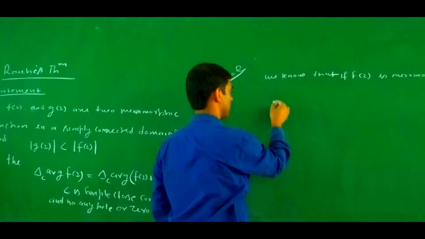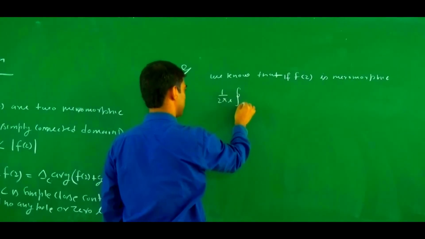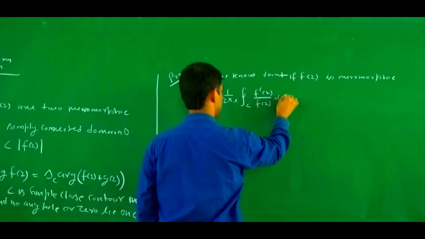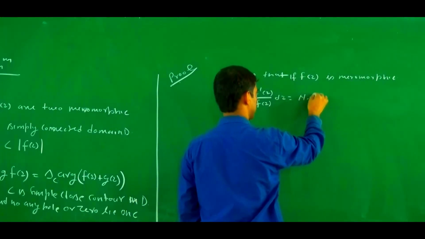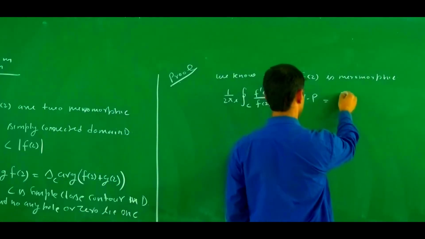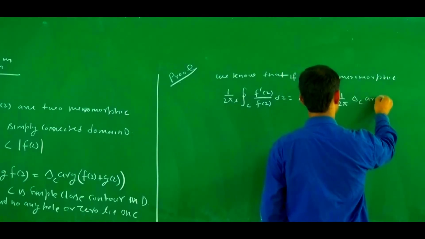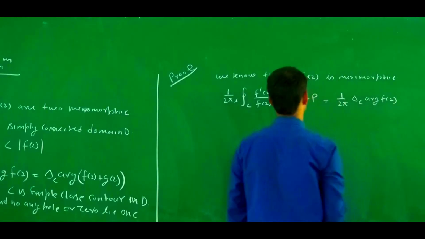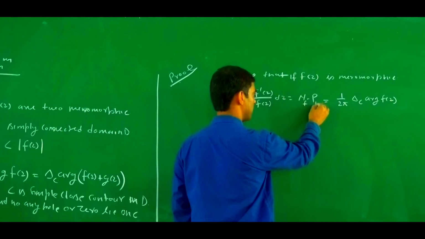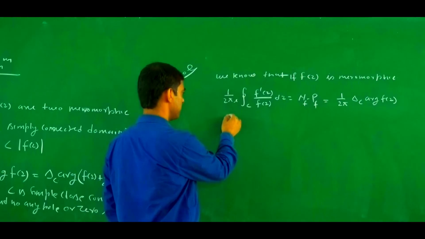then 1 upon 2 pi i integrate over C f dash z upon f(z) dz equals N minus P. And this is equal to 1 upon 2 pi delta C argument of f(z). Here we denote the number of zeros of the function f and the number of poles of the function f.